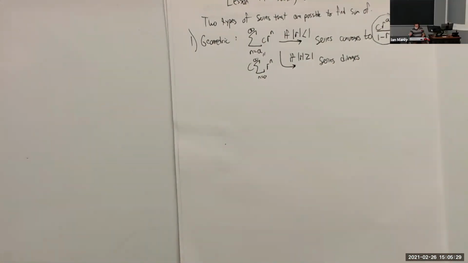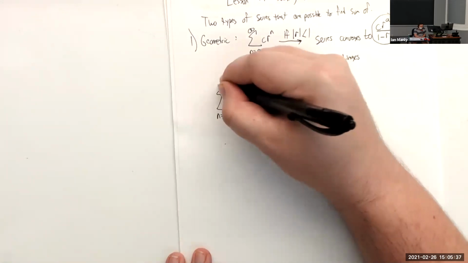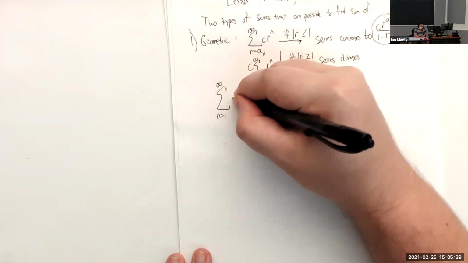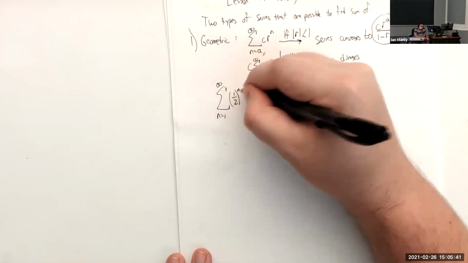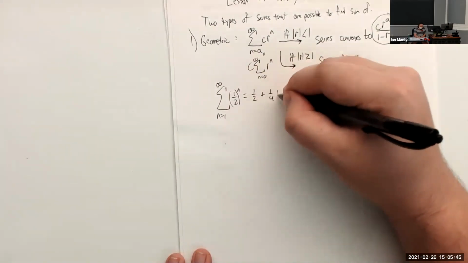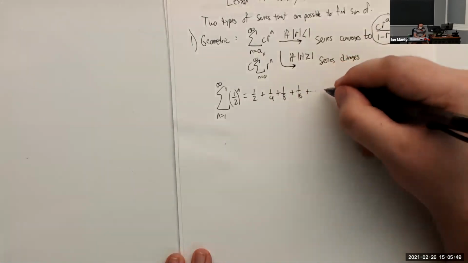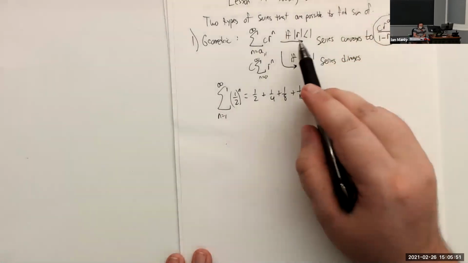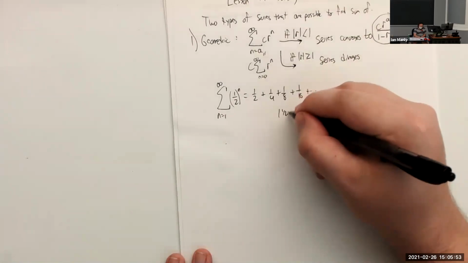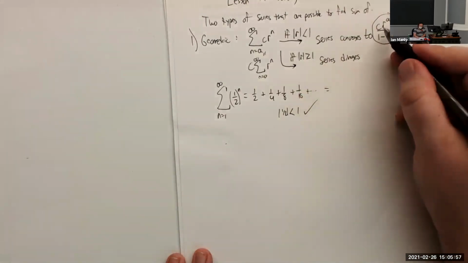All right, so that's a geometric series, and we actually already have seen a geometric series before. We saw this one yesterday. The sum from n equals 1 to infinity of 1/2 to the n. Because remember, this was 1/2 plus 1/4 plus an eighth plus a 16th, and so on. So now what we could do is, since the absolute value of 1/2 is less than 1, we can use this formula to sum the series.